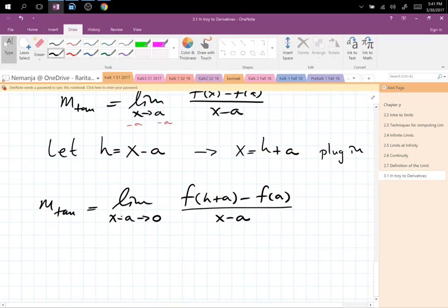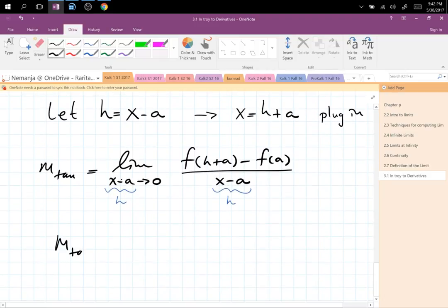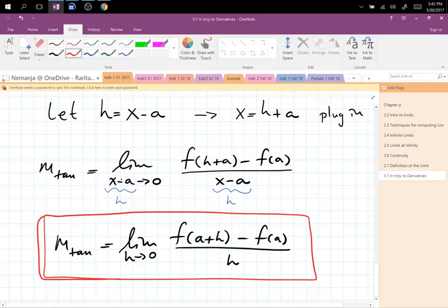And now look what I have. I have that x minus a is h. That shows up twice. So this thing over here is h, and this thing over here is h. And over here on top I already have h. I just eliminated all of x's. So now M tangent is equal to limit h goes to 0 of f of a plus h, minus f of a, divided by h. This formula is much easier to compute. You don't have to find the polynomial twice and so on. Right?